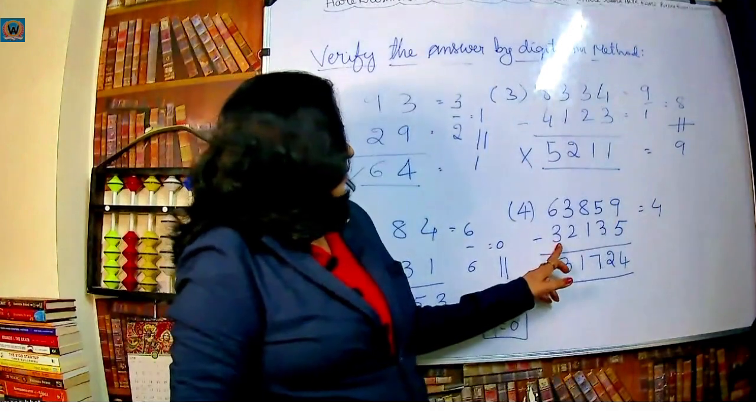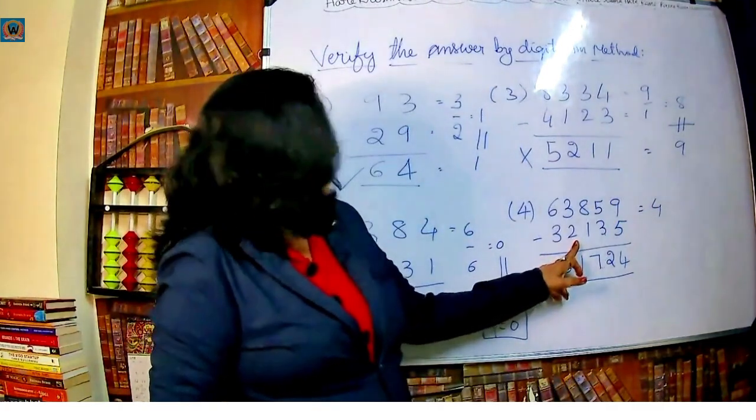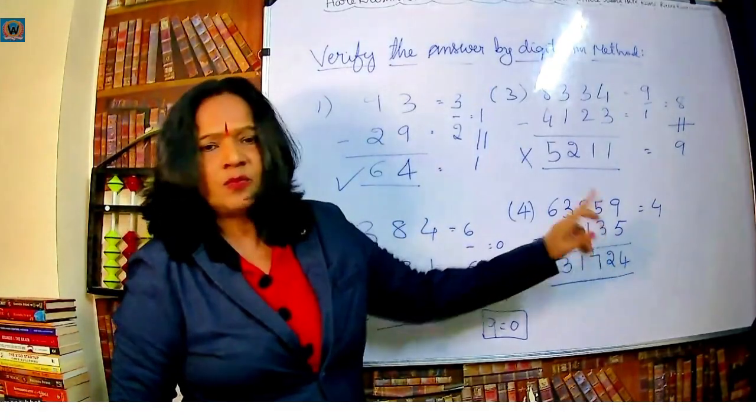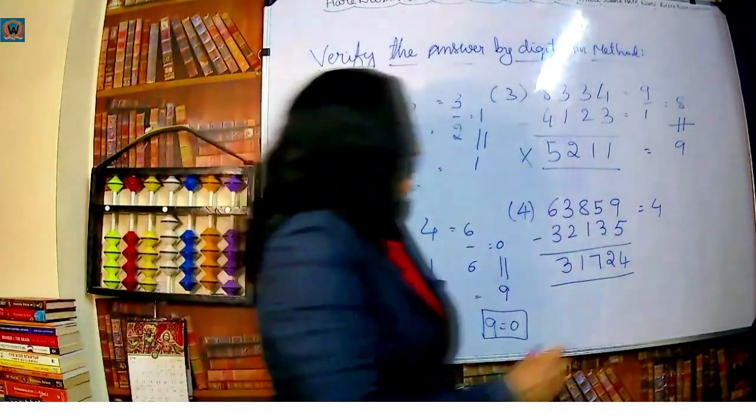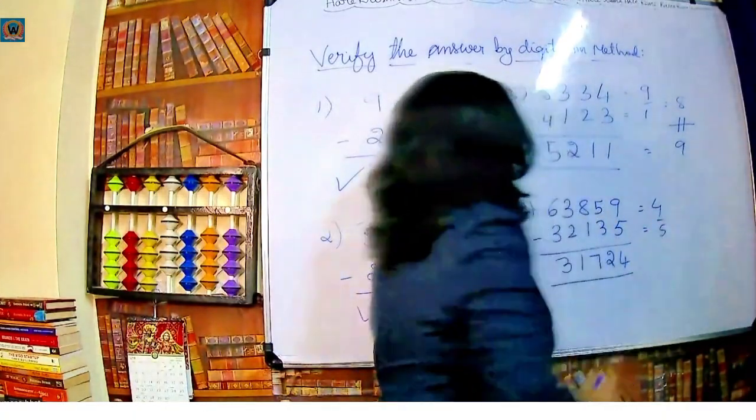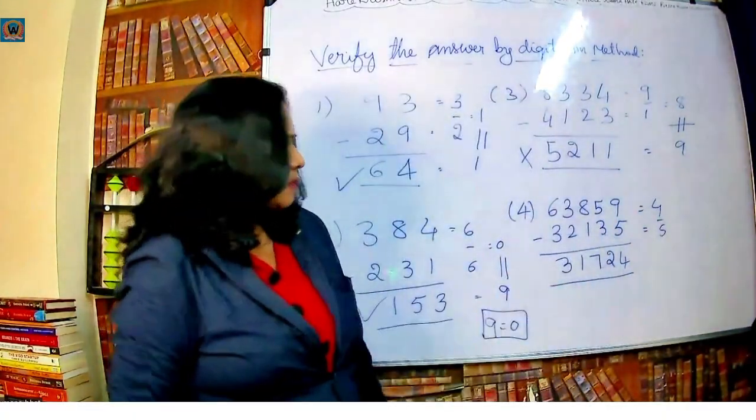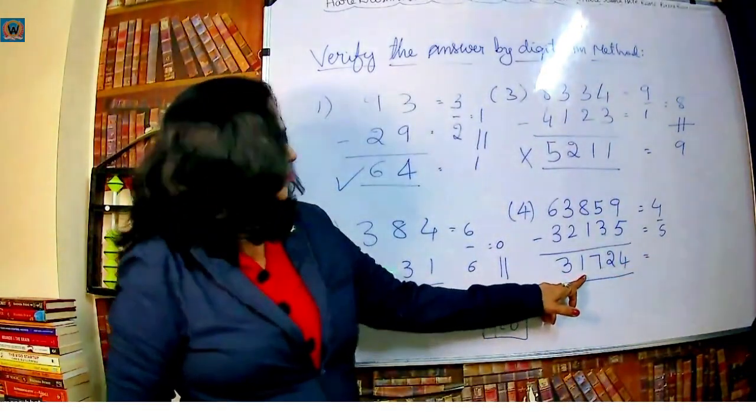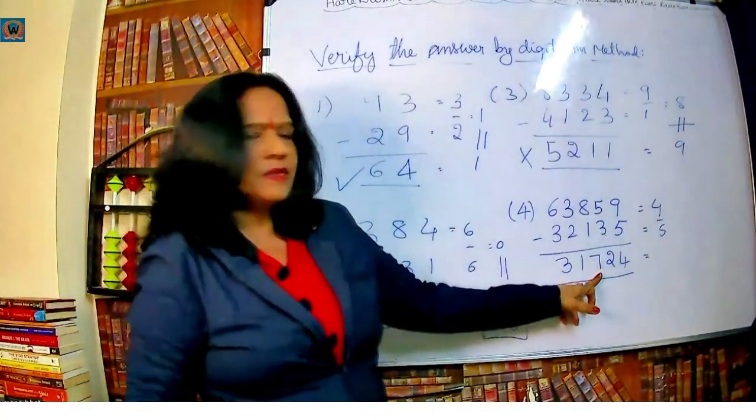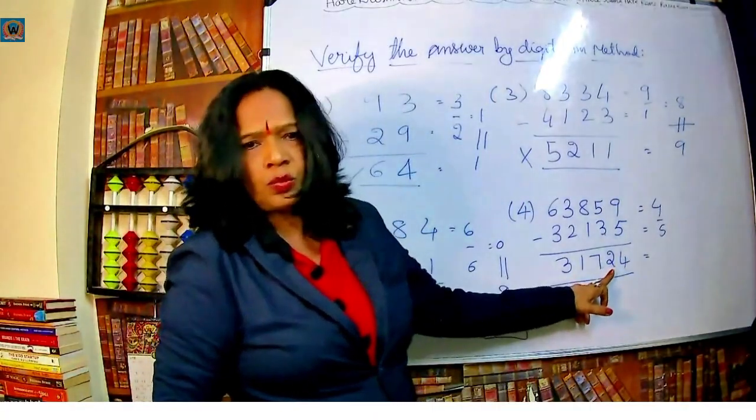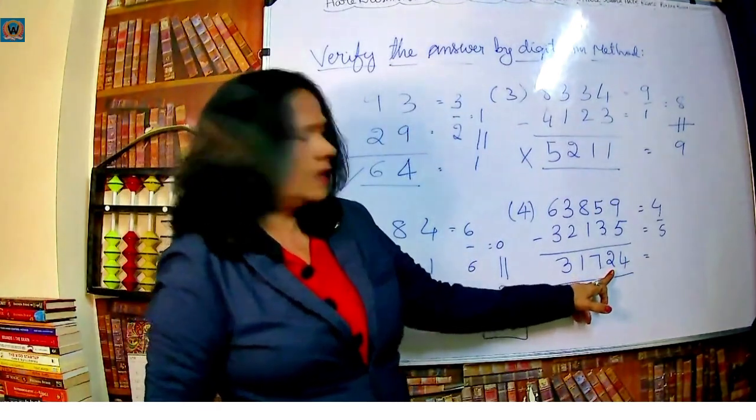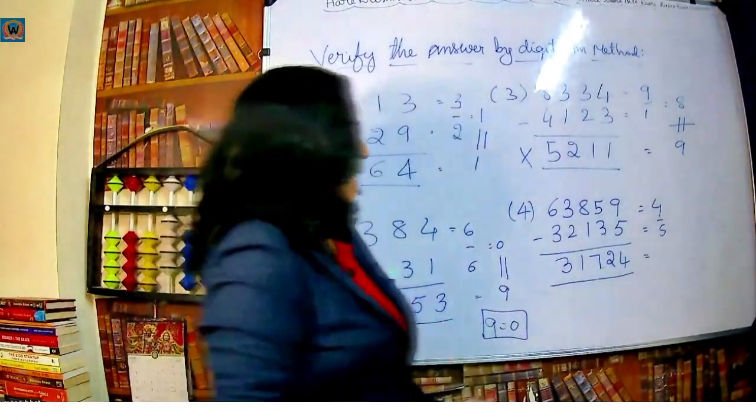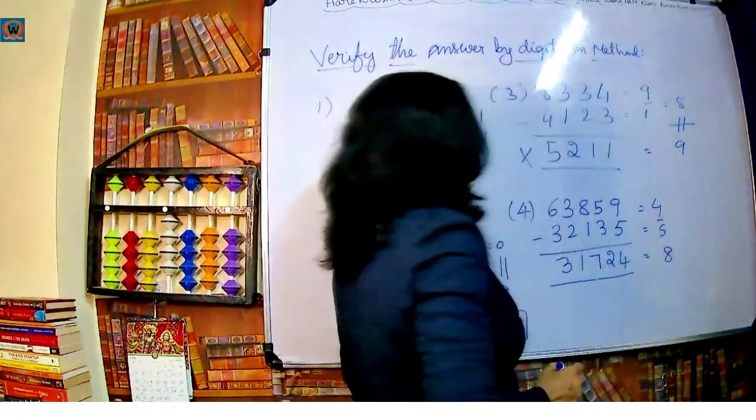Okay. 3 plus 2 is 5. 5 plus 1 is 6. 6 plus 3, 9. 9 plus 5 is 14. 14 is 1 plus 4. That's equal to 5. Okay. Now let us check with the answer. 3 plus 1, 4. 4 plus 7 is 11. 11 plus 2 is 13. 13 plus 4 is 17. That is 8. See, here we have a problem.